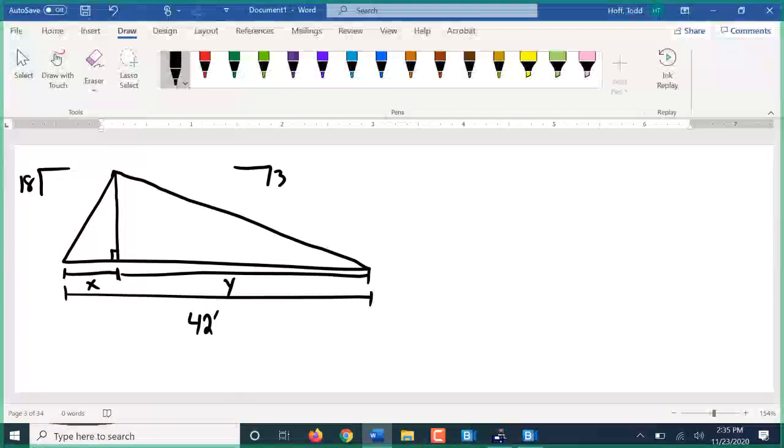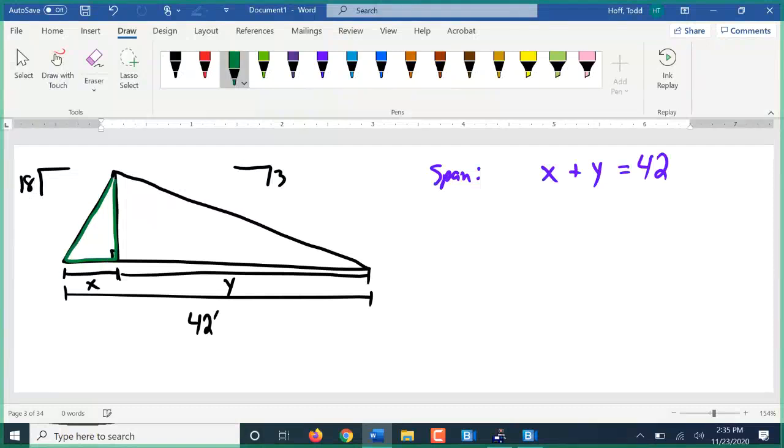So let's look at another example of the same type of thing. A little bit more extreme discrepancy in slopes here. But it's still going to be the same process. For our span, we have the equation x plus y equals 42. Now we need to look at each slope separately, just like we did before. So we'll look at this one here. I'm going to call that h for height.